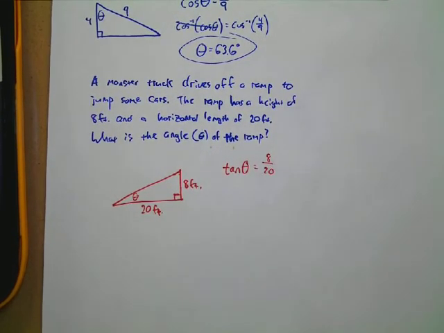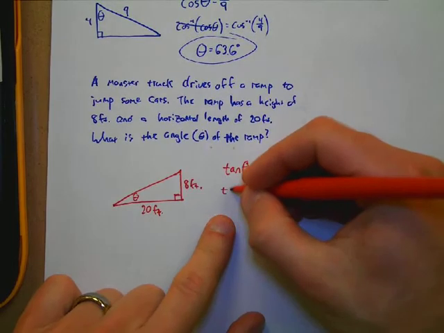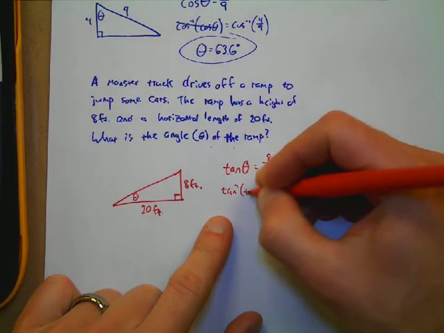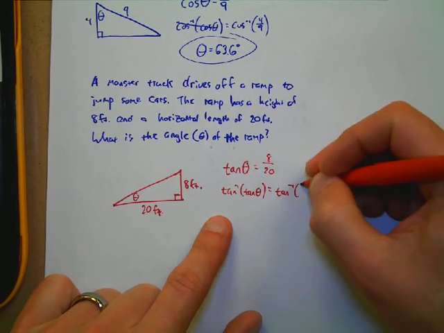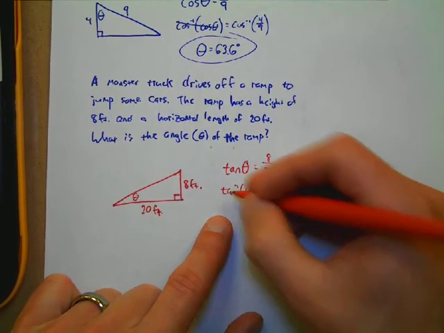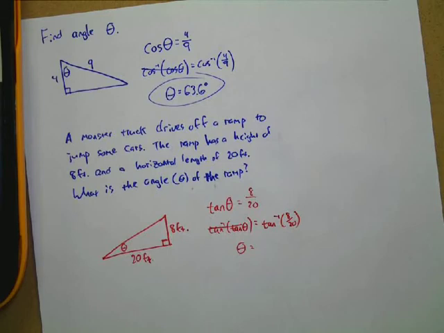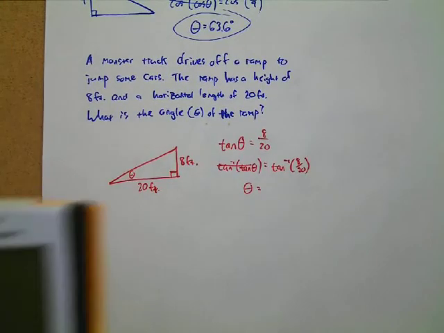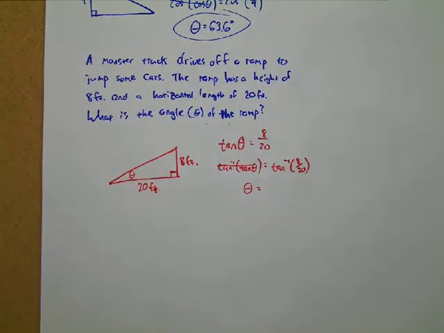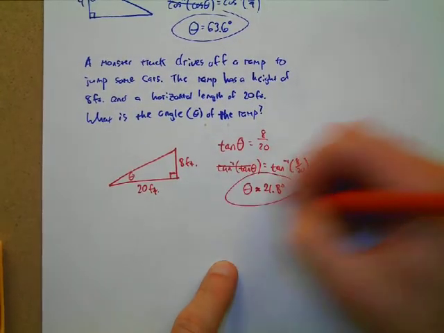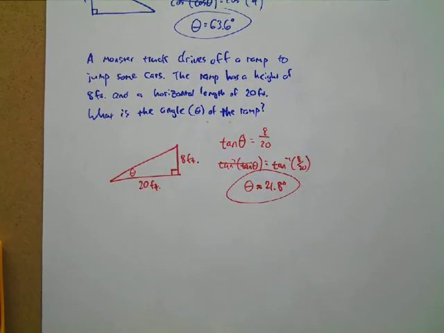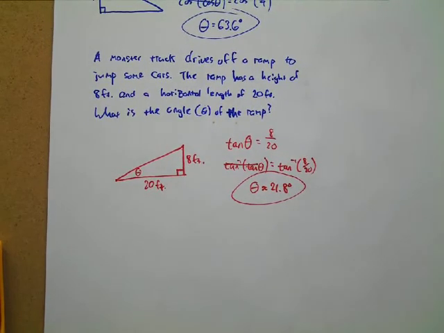And then we'll use tangent inverse of both sides. Those will cancel, and we're left with just theta. In my calculator, I'll type in second tangent, 8 divided by 20, and I get 21.8. That'll be in degrees. So that's the approximate measure of the angle of the ramp there.